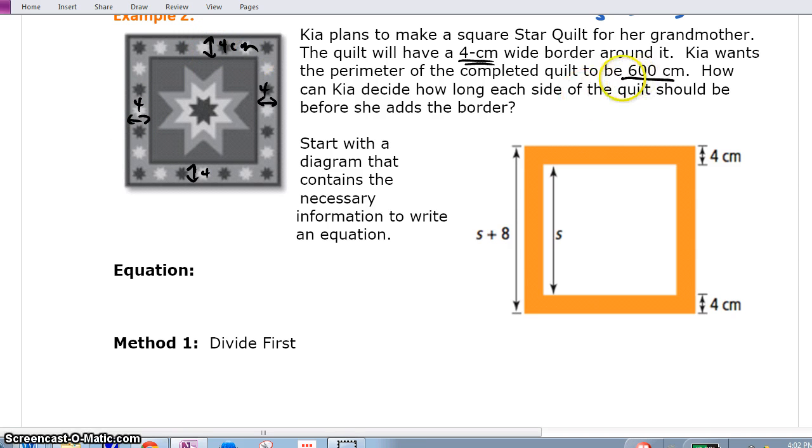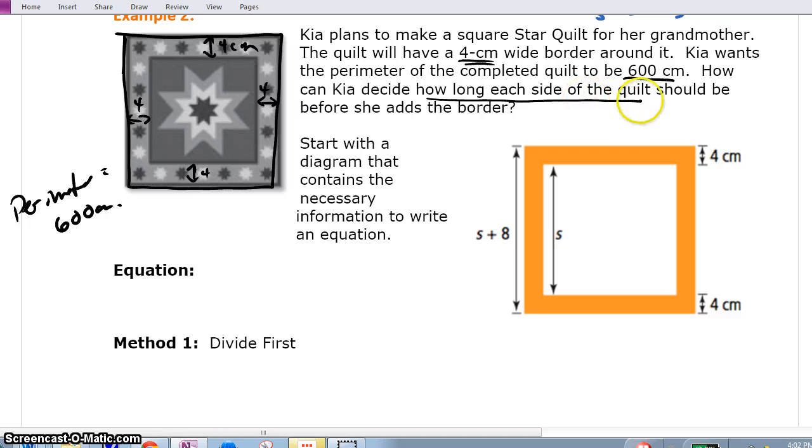Now, it says she wants the perimeter of the completed quilt to be 600 centimeters. So maybe that's the exact amount of this stuff she's got. I don't know. But all the sides together, she wants to be 600 centimeters. But now it says, how can Kia decide how long each side of the quilt should be before she adds the border? And that's the thing here, right?